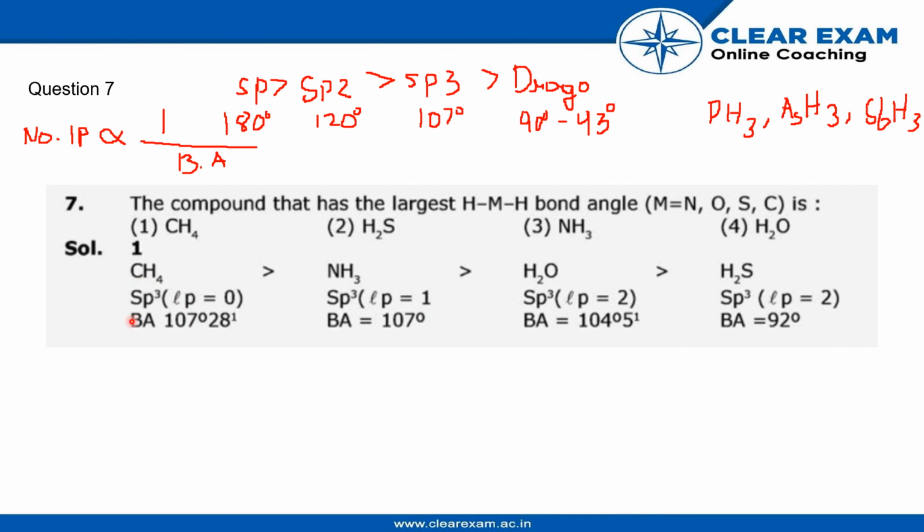So here we can see CH4 has the largest bond angle, and that's how we'll solve the question. After finding the number of lone pairs and the hybridization, in this case the hybridization was equal, so we check the number of lone pairs between them, and in these two options, H2O and H2S, both the lone pairs and hybridization were the same. But H2S is a Drago compound, so it will have a bond angle of 90 degrees, which makes it the smallest bond angle. So the largest is CH4, and this is the answer, CH4.